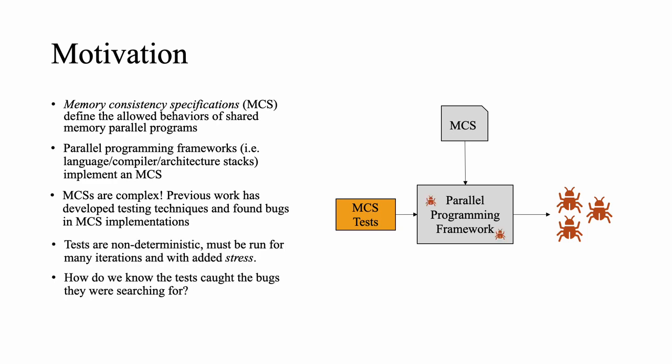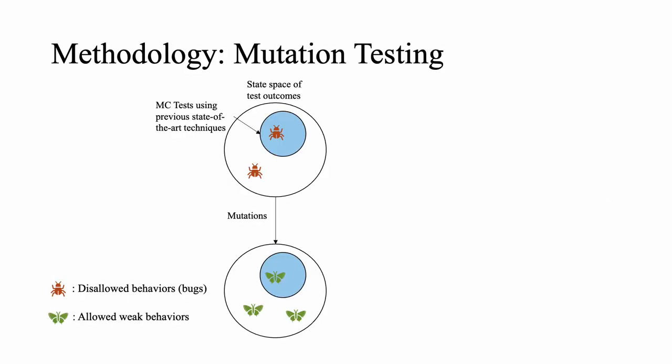However, these tests are non-deterministic, so they must be run for many iterations and with added stress. So the question remains, how do we know the tests caught the bugs they were searching for? Previous techniques explored a limited state space of test outcomes, missing bugs. We develop a novel mutation testing strategy which relates bugs in tests to allowed weak behaviors in mutants.